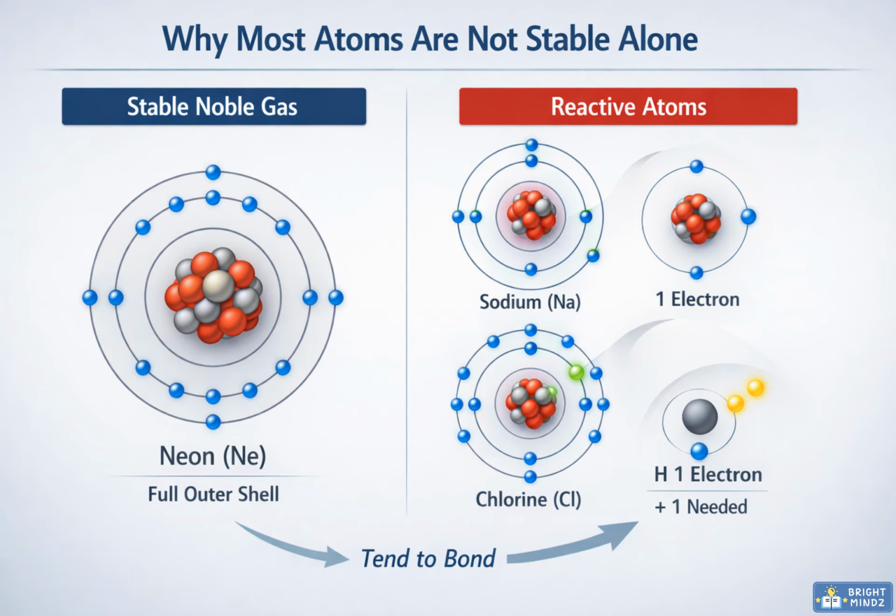Different atoms reach stability in different ways. Noble gases, like neon, already have complete outer shells, so they rarely react. Sodium has one outer electron, so losing it is easier than filling the whole shell. Chlorine has 7 valence electrons, so gaining one completes its outer shell. Hydrogen has only one shell and needs one more electron to fill it. Chemical bonds form when atoms move toward these more stable electron arrangements.